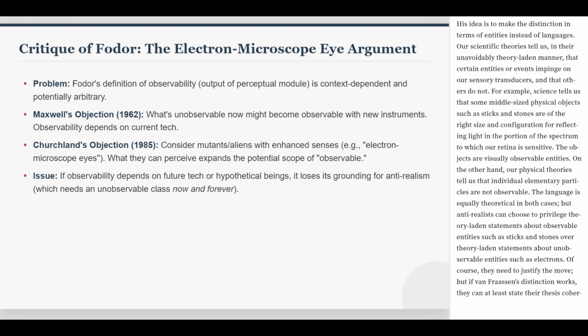Churchland sharpened the objection: imagine mutants or aliens with senses far beyond ours, say naturally occurring electron microscope eyes. Could they observe things we currently cannot? If so, then the boundary of the observable is not fixed. It depends on technology or biology. For anti-realists, who need a firm line between observable and unobservable to ground their position, this context dependence is fatal. It means there might not be a class of entities we can never observe no matter what.